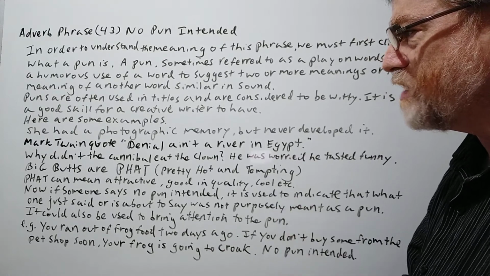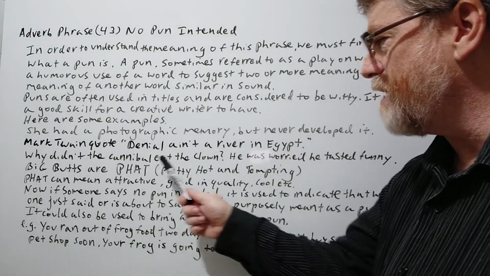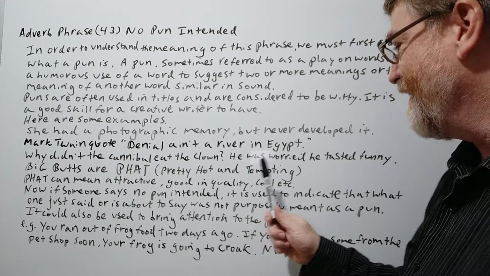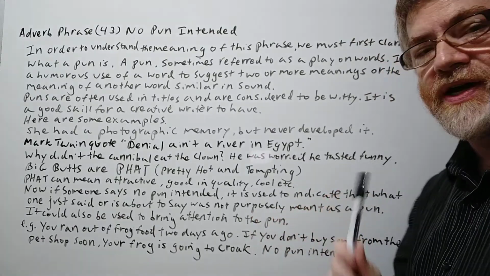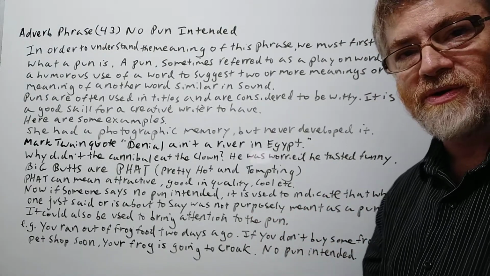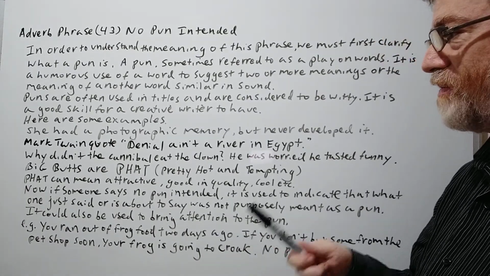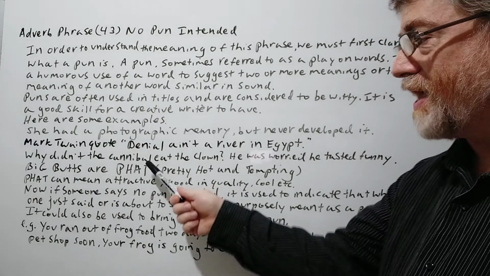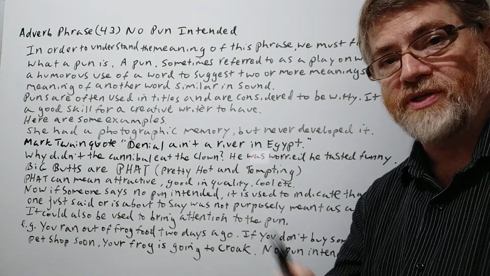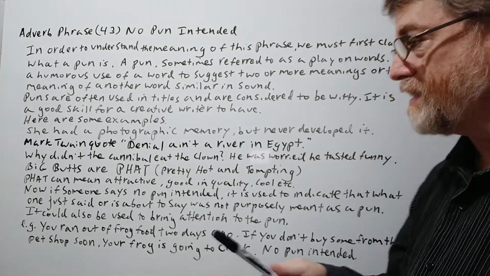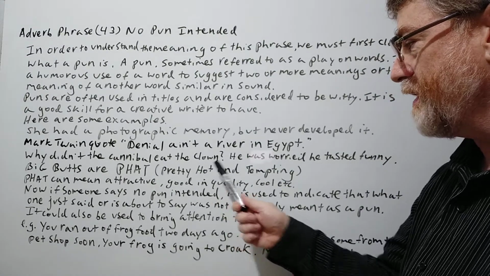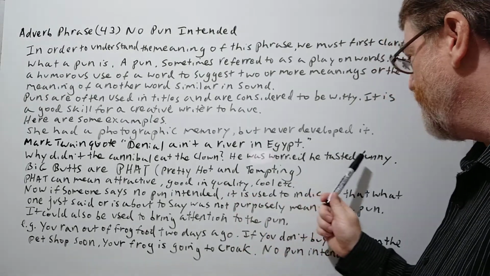Okay, let's look at the next one. Why didn't the cannibal eat the clown? He was worried he tasted funny. Yeah, this sounds like a typical joke that maybe children will tell. Some of these little, funny ones here. All right, remember, a cannibal would be a person that eats other people. That's a cannibal. And why didn't the cannibal eat the clown? He was worried he tasted funny.